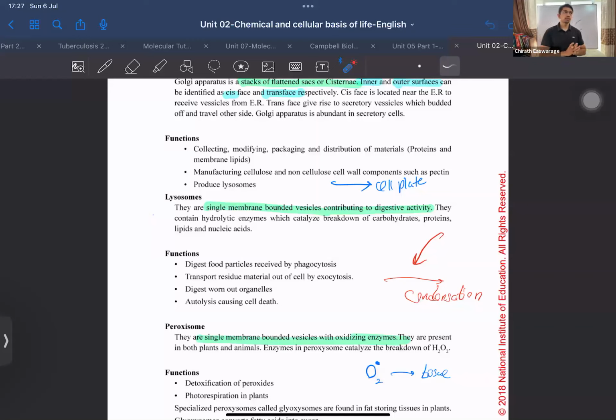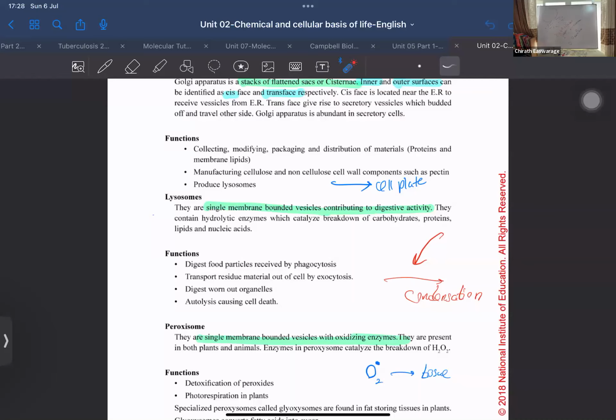Why membrane lipids? From where do you get membrane lipids? Who is making membrane lipids? Who is the membrane factory? These are MCQ points. Okay. Who is the membrane factory?